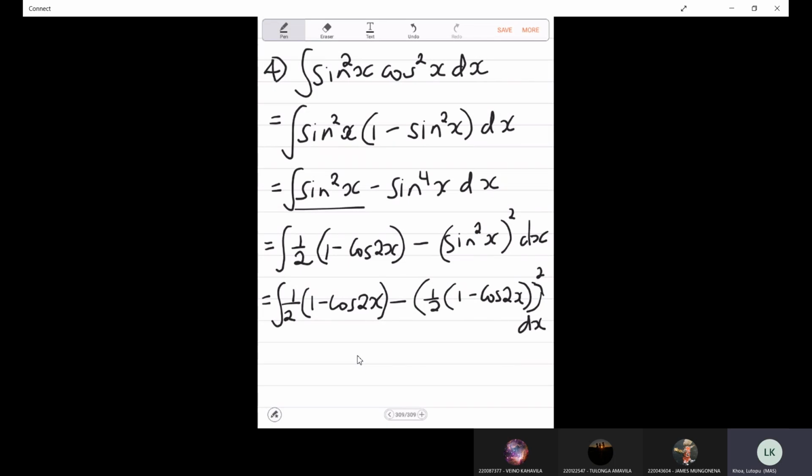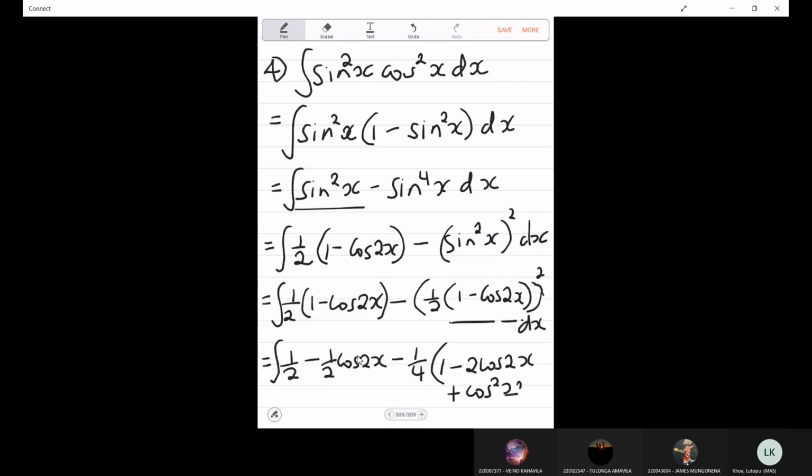Then we can just multiply out our brackets. This is a half for the first one, and then minus a half cos 2x. And then we have to square this first, so you have 1 over 4 outside, so minus 1 over 4. And then this bracket here, that's what we need to square. So you have 1 minus 2 cos 2x plus cos squared 2x.